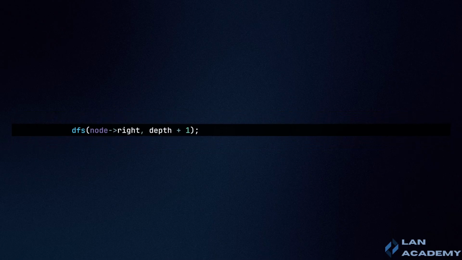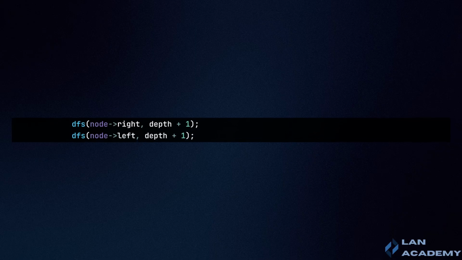Then, we recursively call the DFS function on the right child of the current node, incrementing the depth by 1. After that, we call the DFS function on the left child of the current node with the same incremented depth. This traversal order ensures that the rightmost nodes are prioritized.